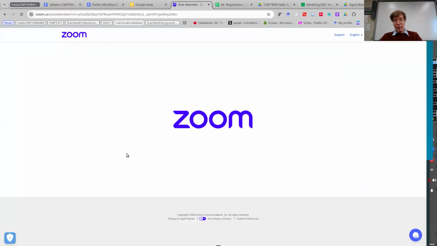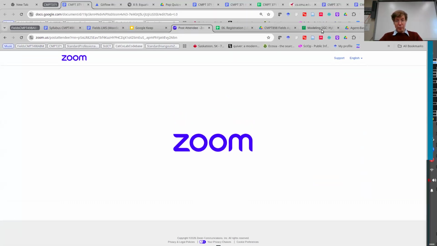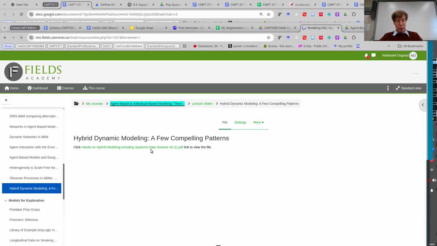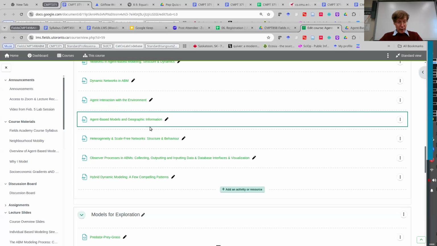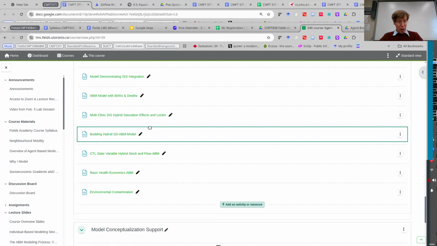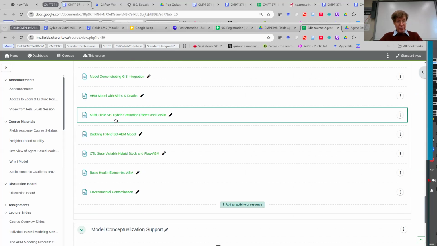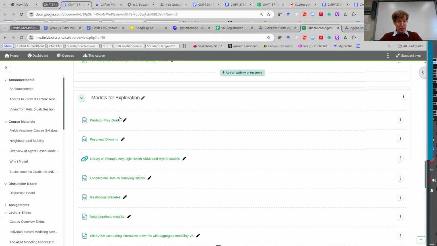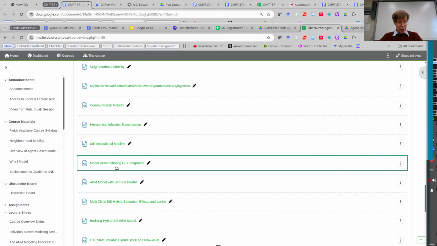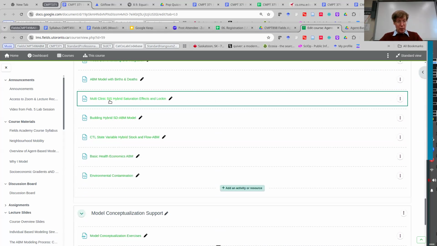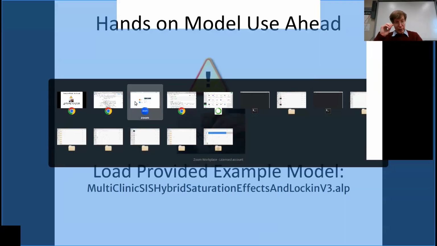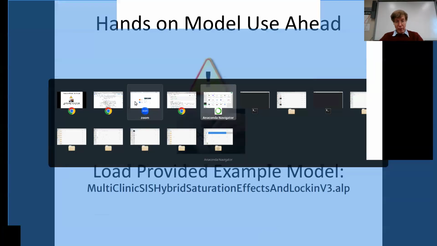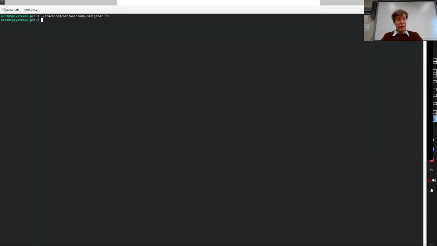I'm not sure that I will need to, but I'll just note that you should find these down at the bottom of the set of example models for examination in class. We've gone through a bunch, and these are the lower ones down on it. So this multi-clinic SIS hybrid saturation effects and lock-in is the one of which I speak. And it's similarly located over in the context of the course Canvas site.